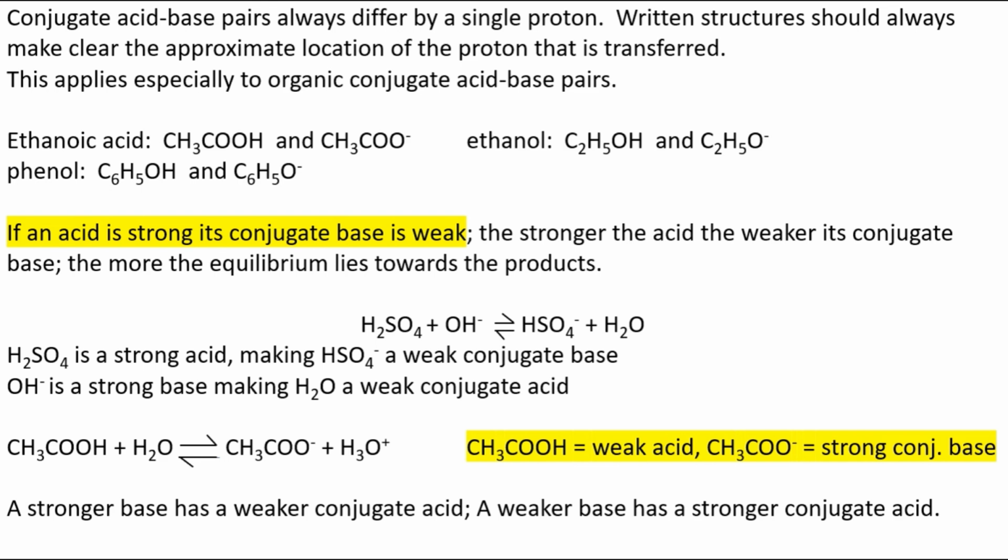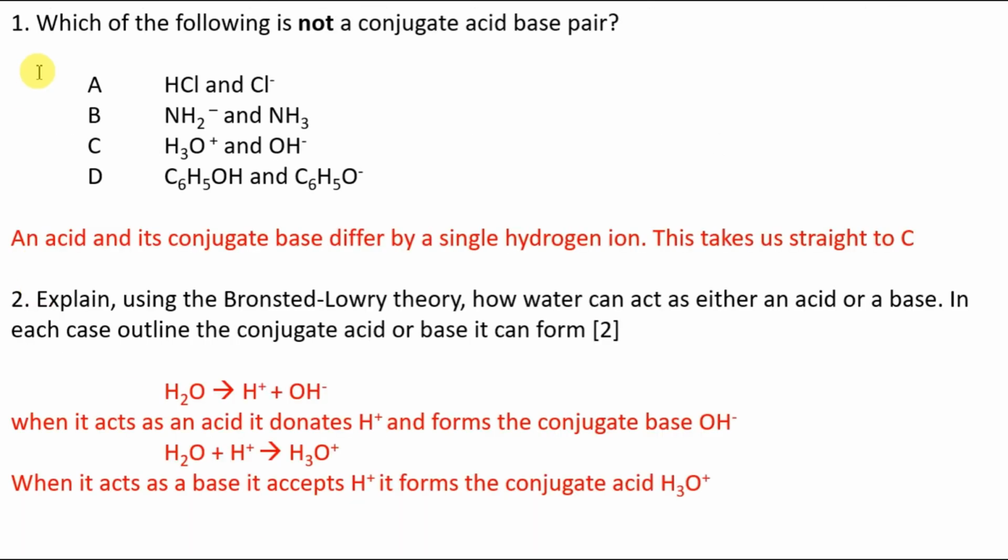A few quick questions to end with. Which of the following is not a conjugate acid-base pair? Remembering that a conjugate acid-base pair differs by one H+. C. The two options are differing by two H+ ions. Such a useful rule.